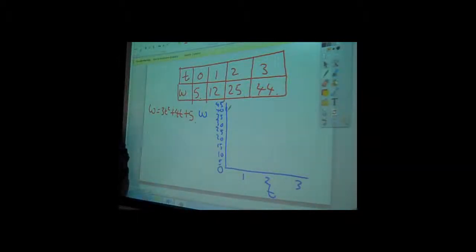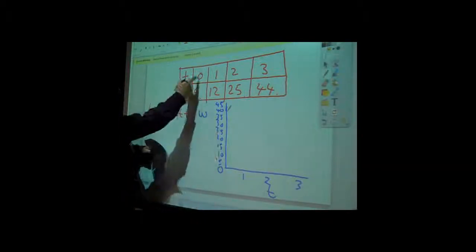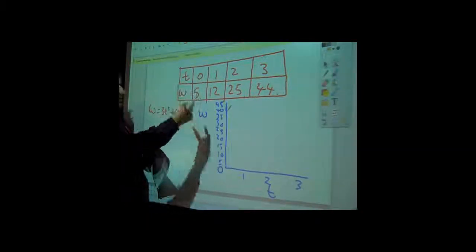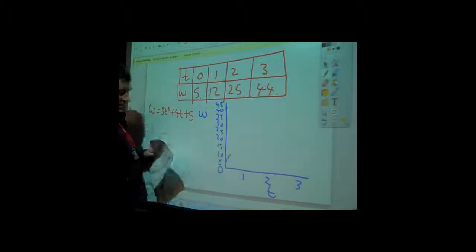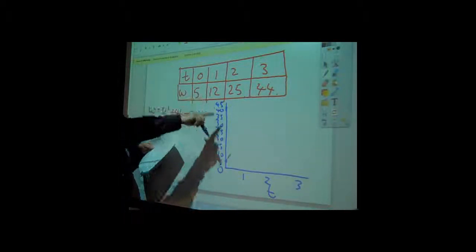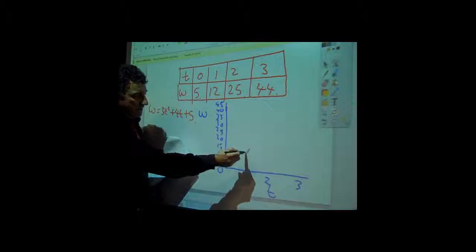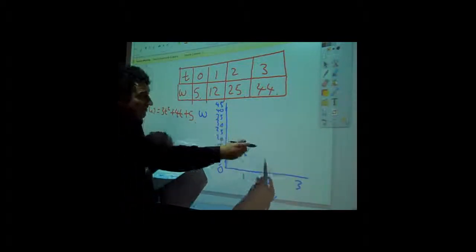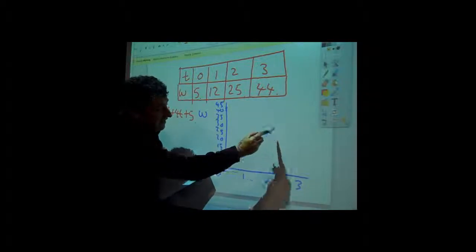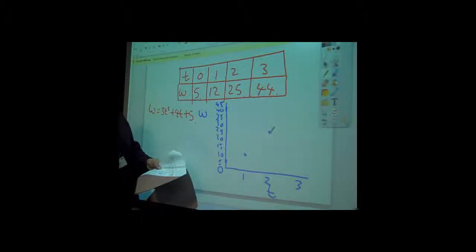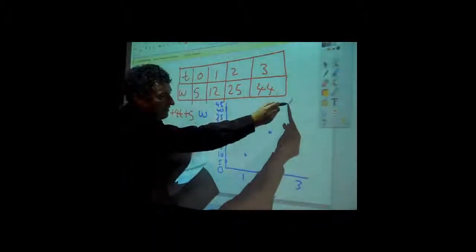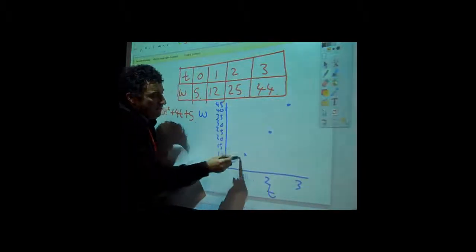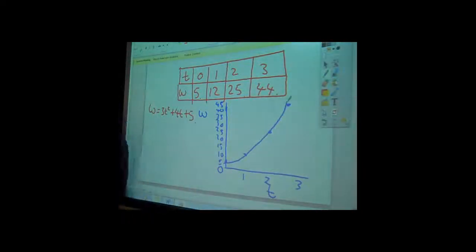Okay, you've got the idea. And what we do is plot the graph. So when t was 0, this was 5, so that's here. And when it was 1, it was 12, so 12's about here. And when it was 2, it was 25, which is about here. And finally, when it was 3, it was 44, which is just up here. See that there? And then you go like that, and you produce the curve.